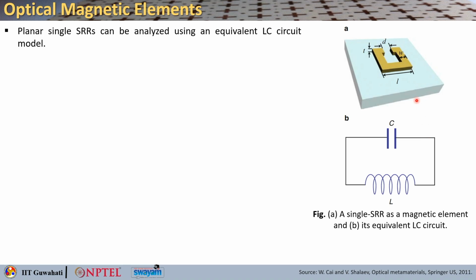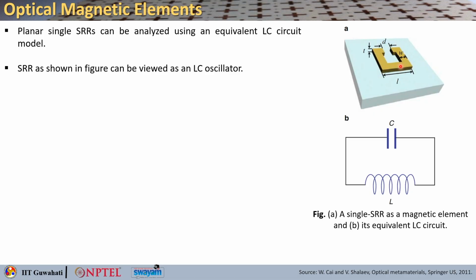Now, let us go into details of these optical magnetic elements, and let us see how we can understand the resonance of this kind of structures using an equivalent LC circuit model that will allow us to correlate the resonance frequency with the physical parameters of the structures. Okay. So, this is the case of a single SRR, split ring resonator, as magnetic element. So, besides the current symmetry considerations, the underlying physics in this planar SRR can also be interpreted using this kind of equivalent circuit model, okay.